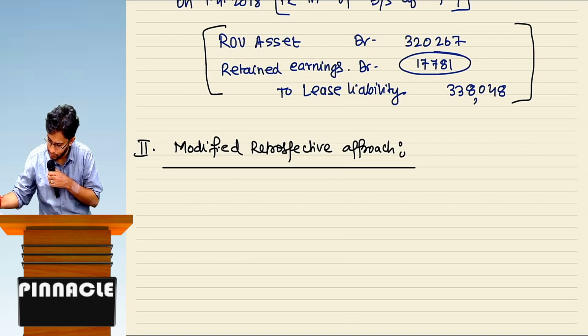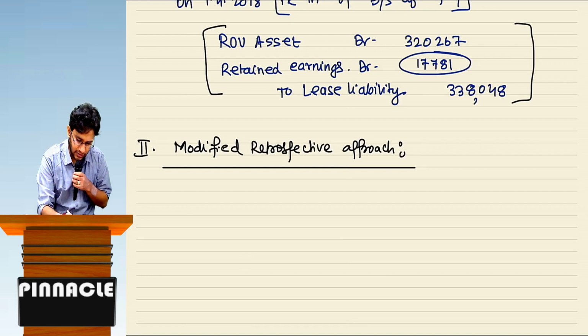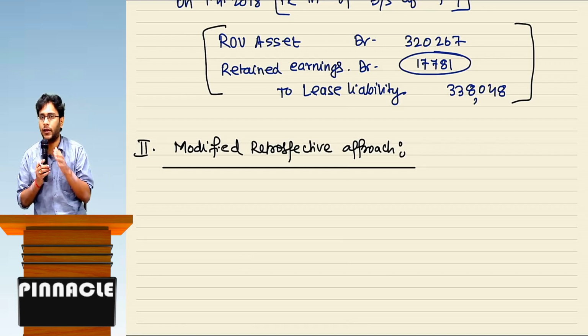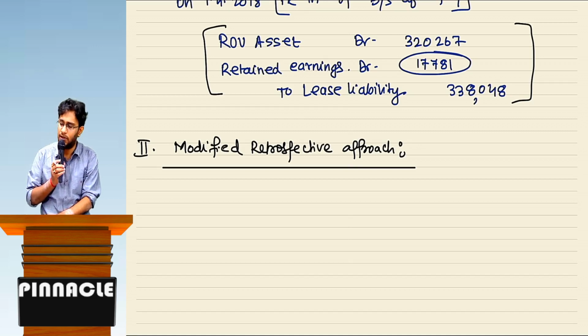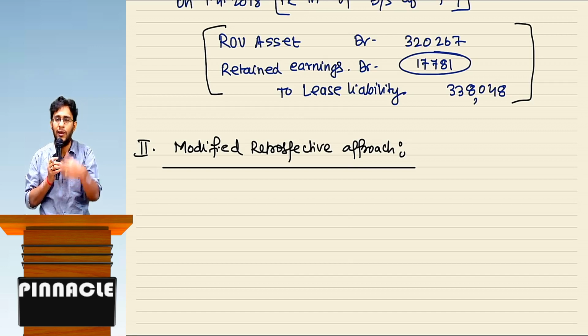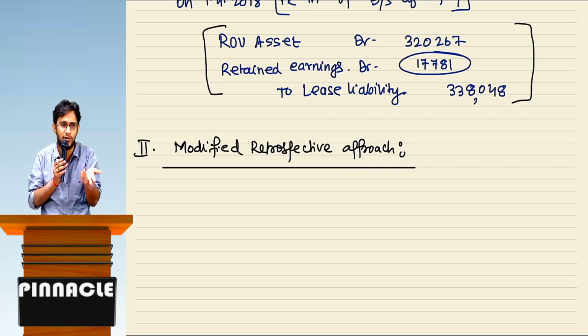Modified retrospective approach. Sir, in the modified retrospective approach, the first observation is that I cannot do full retrospective. So what I will do is work out today's IBR, that is the IBR as of 1/4/19, and discount the remaining lease rents. Whatever number I get, that number is the lease liability, and that same number I will recognize as the ROU asset also. That is one alternative. There is another alternative also.